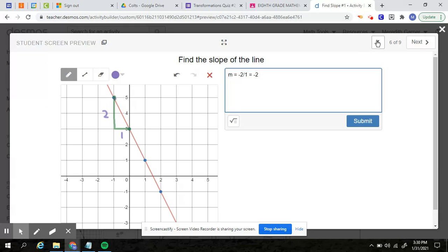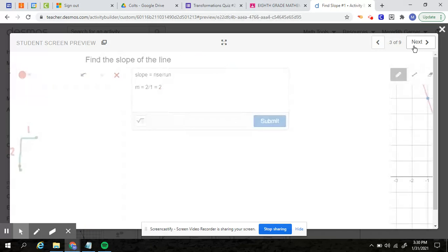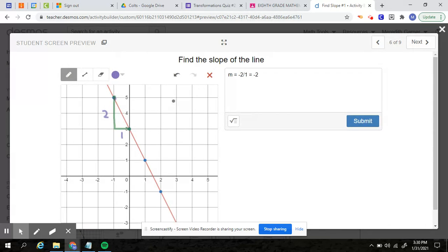So if you look at this example and the first one we did, notice they have the same slope, they're just going different directions. So that same slope means they have the same steepness. Here's +2, and here's -2. They have the exact same slope, except one is positive and one is negative.